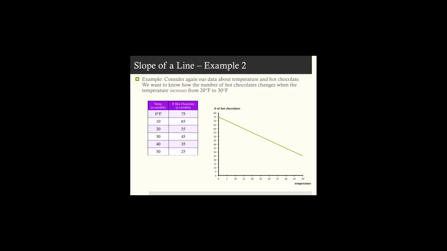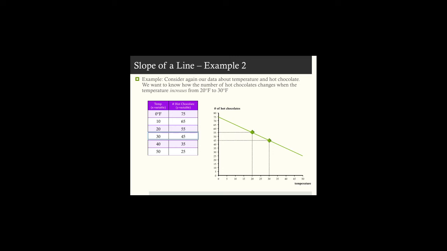Let's go through another example. Consider again our data about temperature in hot chocolate. We want to know how the number of hot chocolates change when the temperature increases from 20 degrees to 30 degrees. So when the temperature is 20 degrees, the number of hot chocolates sold is 55. When the temperature is 30 degrees, the number of hot chocolates sold is 45. So let's calculate the slope.